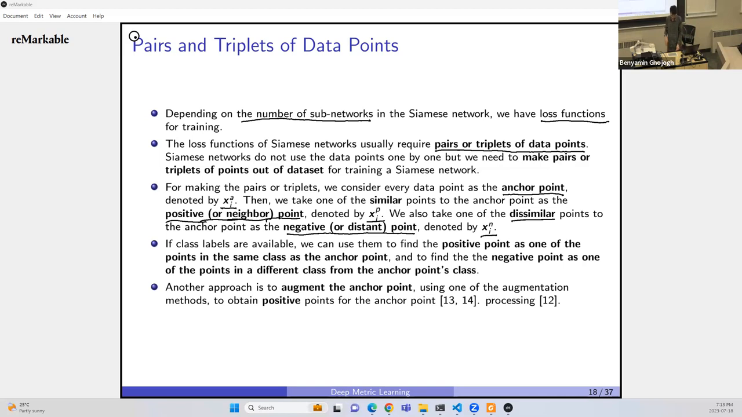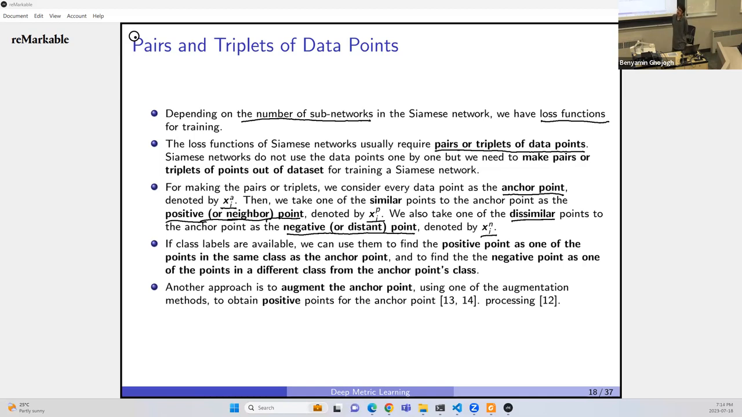And how can we find the positive and negative? This is also a research area. So how can we find anchor positive? You can take every point as anchor and select a positive and negative for it, right? But an interesting thing about Siamese network is that it's not necessarily for supervised learning. It can be kind of semi-supervised learning. If you have the class labels, you can select the positive from the same class as anchor and negative from another class than the anchor.